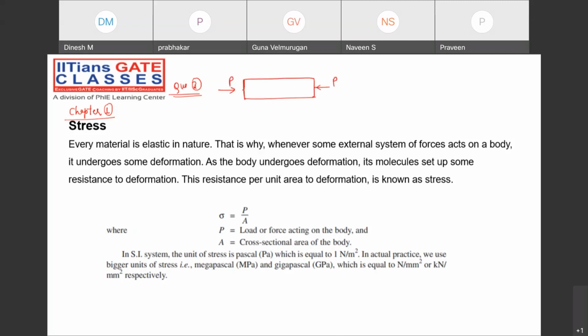Suppose load P is acting, and this particular rod has some diameter D. This is bar A. I'm taking another bar B, and I'm applying the force like this, P. Now tell me, what will happen in bar A and bar B? In which case will deformation happen, and in which case will deformation not happen at all?